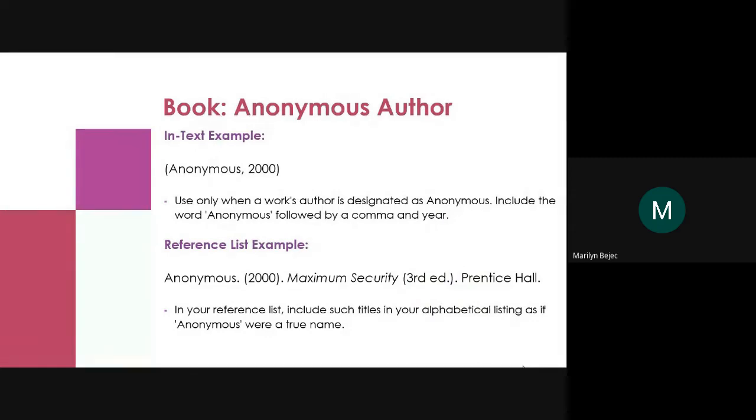For a book with an anonymous author, you have to use only the work of authors designated as anonymous. Include the word anonymous followed by a comma and year. So you have that in the text sample, and then in the reference list, you have to write anonymous, period, and then the year, and then the title of the book, and then the edition enclosed in open and close parentheses, and then the publisher. In the reference list, include such a title in the alphabetical listing as if anonymous were the true name.